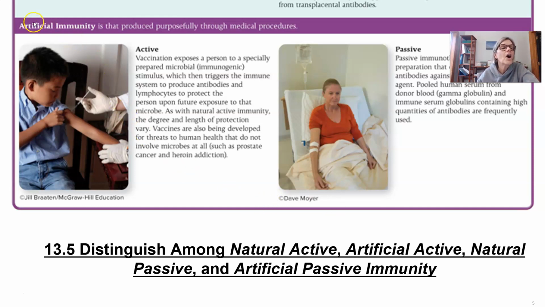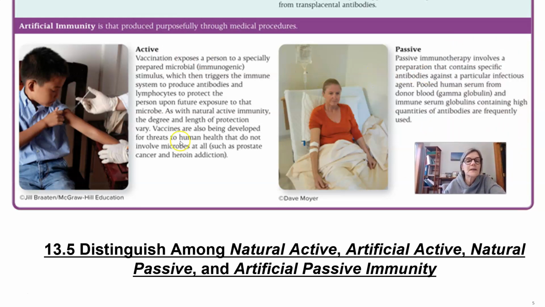Here we have artificial active immunity. And so artificial active immunity, artificial meaning it's produced purposely through medical procedures. So artificial, produced through medical procedures, active, you're making your own antibodies. So they're showing you an example here that the child's getting vaccinated. And so the vaccine is through medical procedures, active, they're going to make their own antibodies against that pathogen. And we're going to talk in more detail about those types of vaccines.